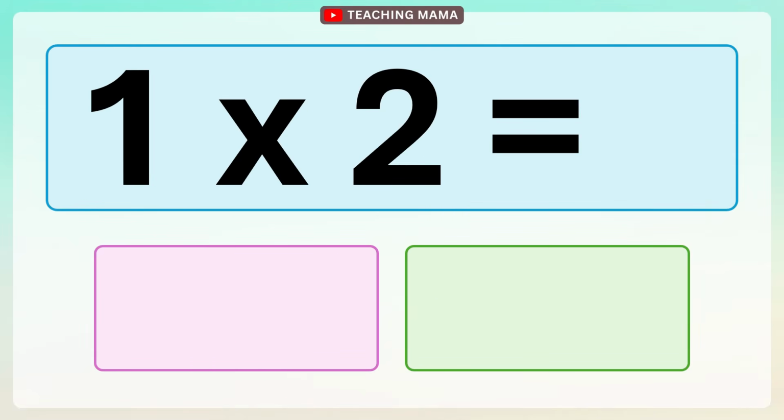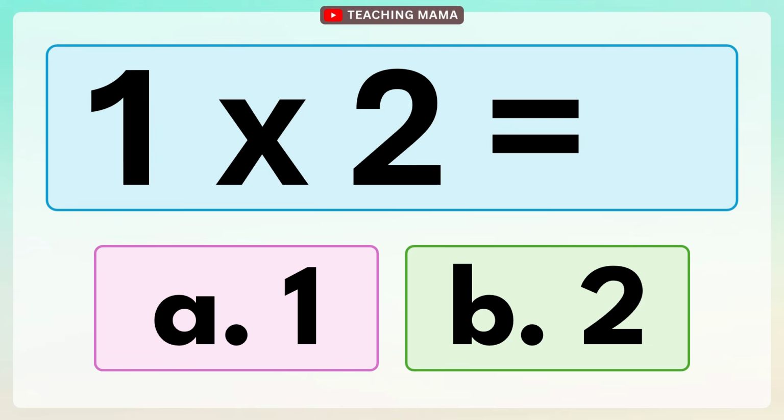1 times 2 equals A. 1, B. 2. What is the answer? B. 2.